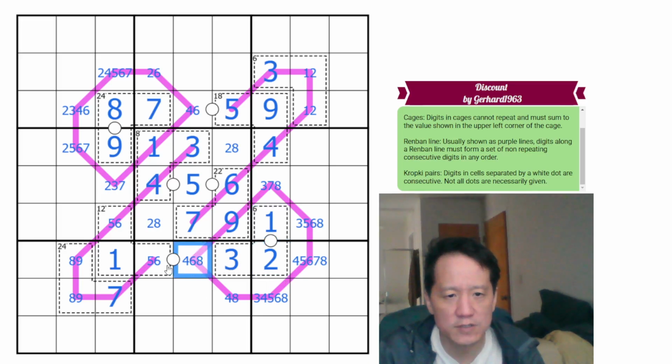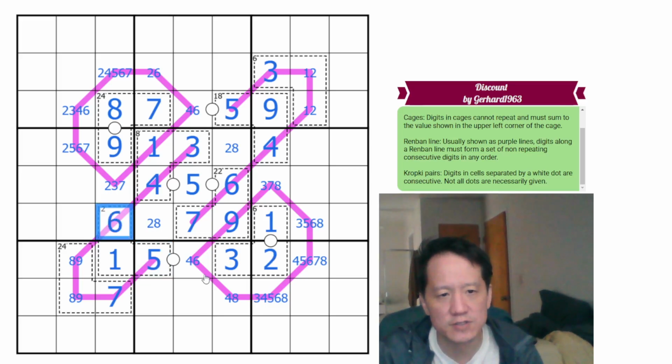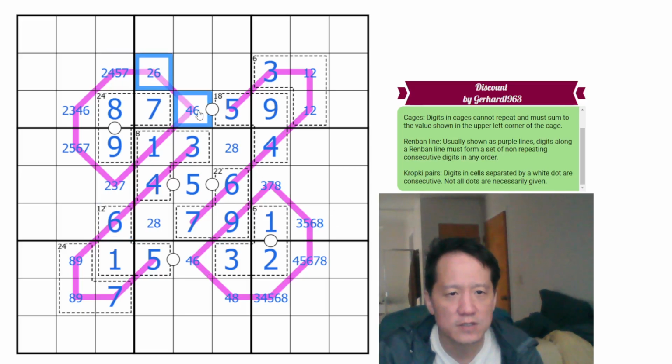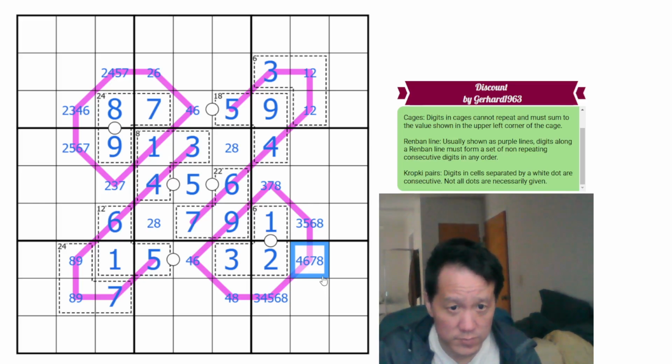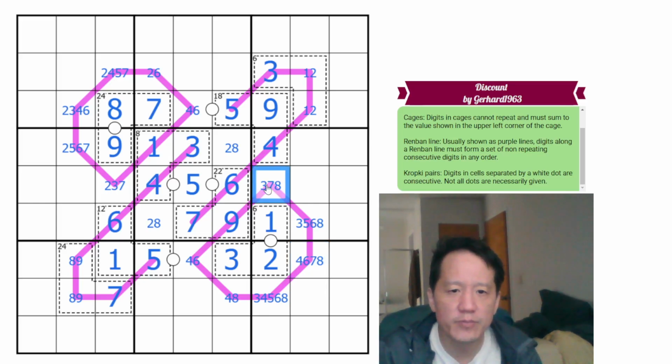Similarly, if this were 8, this is not consecutive with any digit here. So this has to be 4, 6, which is consecutive with 5 only. So this is 5, this is 6. This can no longer be 6. This can't be 5. This can't be 3. And this can't be 3 or 4.